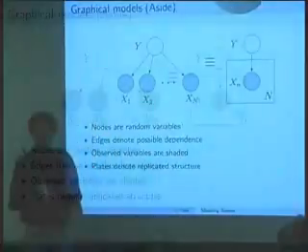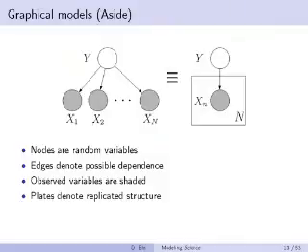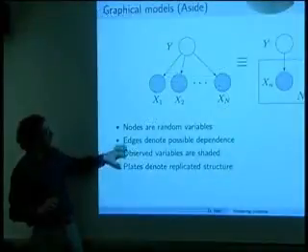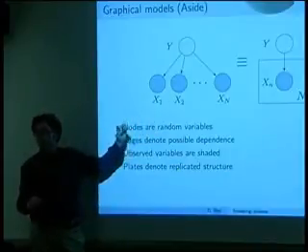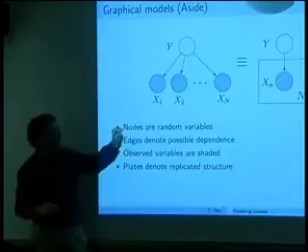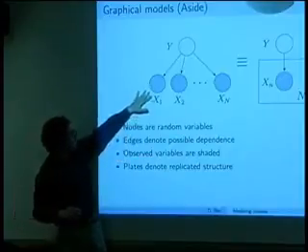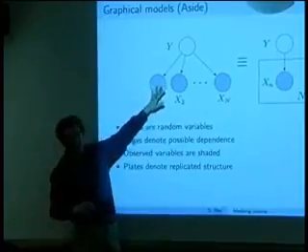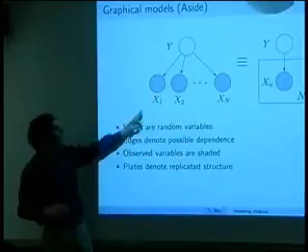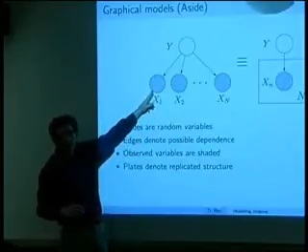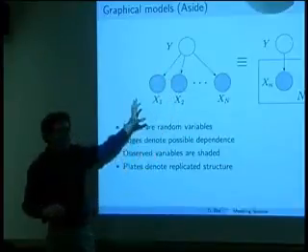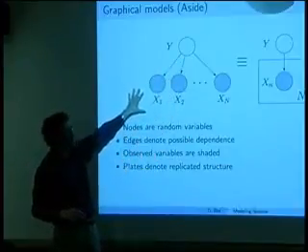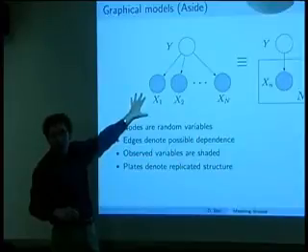Before getting into more details, I want to quickly review the semantics of graphical models for you. A graphical model is a graph that represents a joint probability distribution in an ensemble of random variables. Nodes are random variables. Edges denote possible dependence between random variables. The observed variables are shaded, and unobserved or hidden variables are unshaded. This is the representation of a dependency structure between an ensemble of random variables.